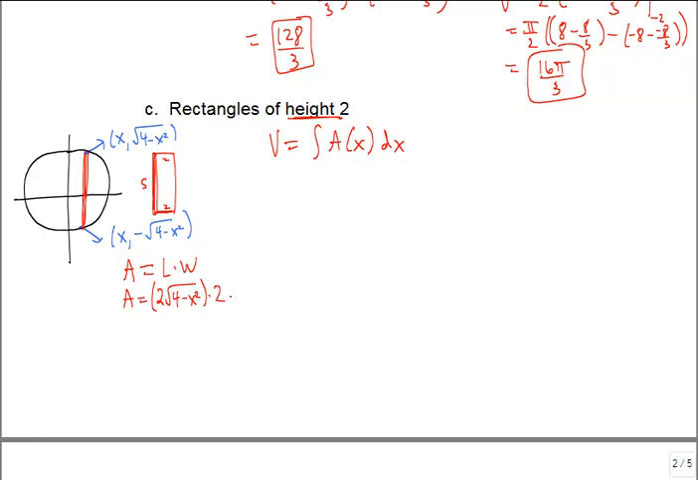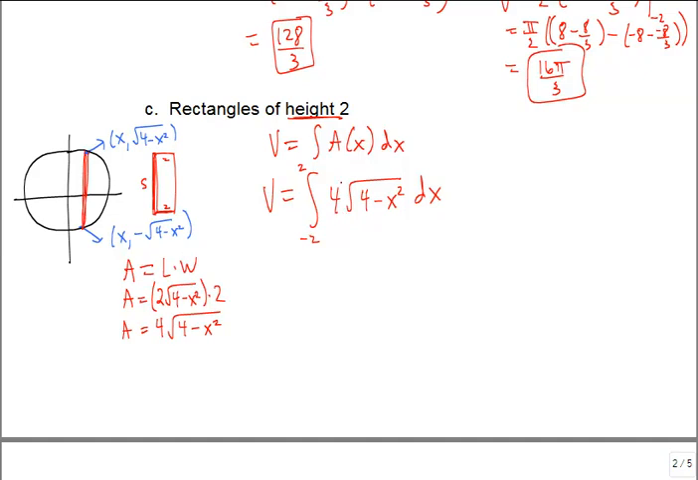So the width is always 2. So my area function here is 4 times square root of 4 minus x squared. So my volume integral becomes the integral of this area function. There's no pi's in it because we're not doing circles anymore. We're doing rectangles. And the bounds for x still remain -2 to 2.